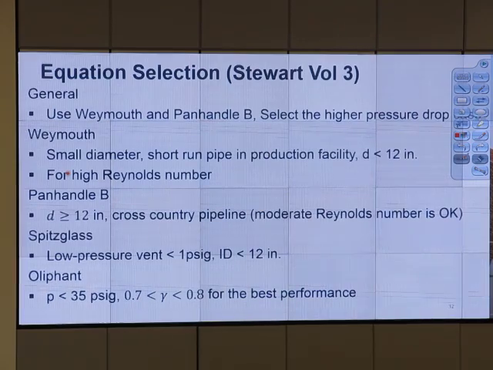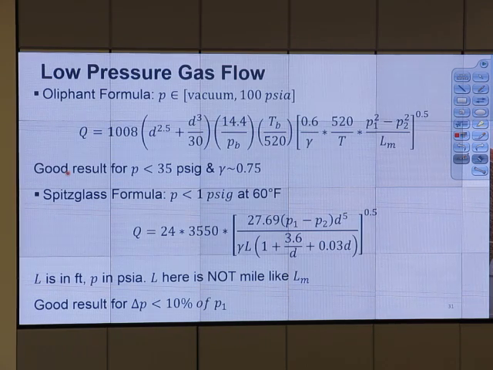And how do we do? I will put it later. What do we actually do? So you know Panhandle B is for cross-country pipeline. That's in the quiz. Memorize that. And what about the other one? Weymouth is for flow in the facility, diameter less than 12 inch. Memorize that. That's in the quiz over there.